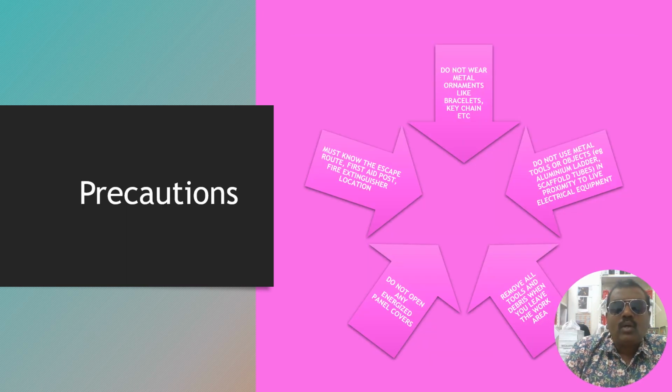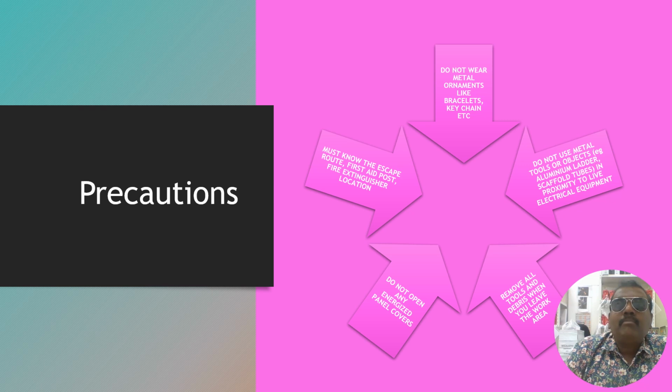Precautions: do not open any panel covers which are already energized. Okay, you must know the escape route. Whenever you go for any work activity, you should know all these items: escape route, emergency eye wash, paging system, emergency contact numbers, and assembly point. You should be aware of all these things.